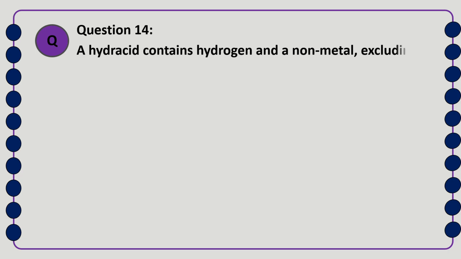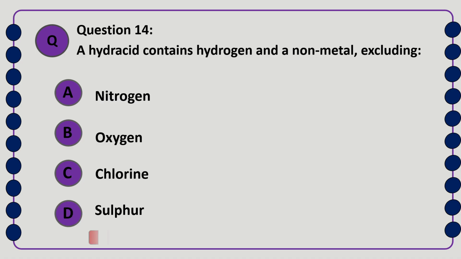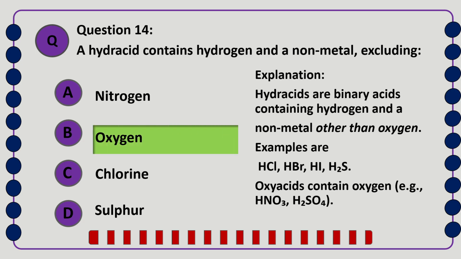Hydracids contain hydrogen and a non-metal, excluding nitrogen, oxygen, chlorine, sulfur. Meaning it will contain hydrogen and a non-metal, excluding which non-metal? Yes, the answer is oxygen. Hydracids are binary acids containing hydrogen and a non-metal other than oxygen. Let's see the examples.